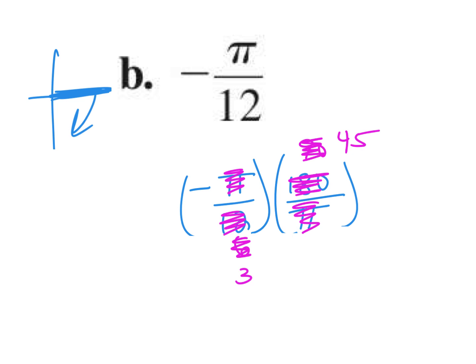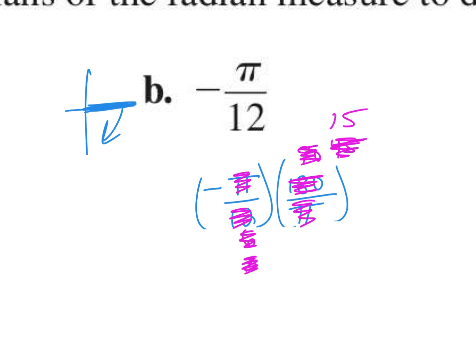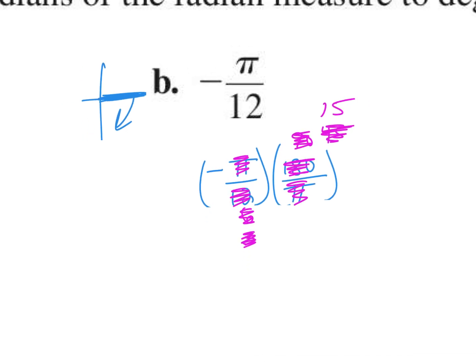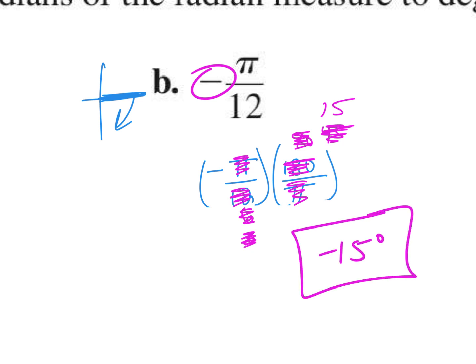Yes. 3 goes into 3 once. 3 goes into 45 how many times? 15. So how many degrees is negative 5 pi over 12? Negative 15 degrees. The negative is super important because it tells us the direction. And then we have to have that little degree symbol.